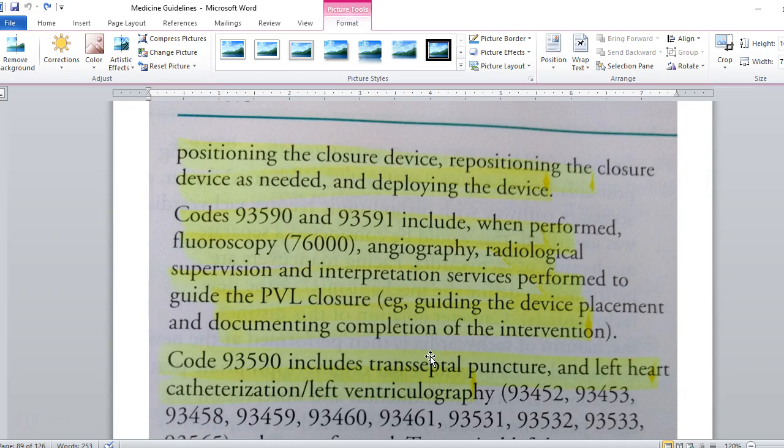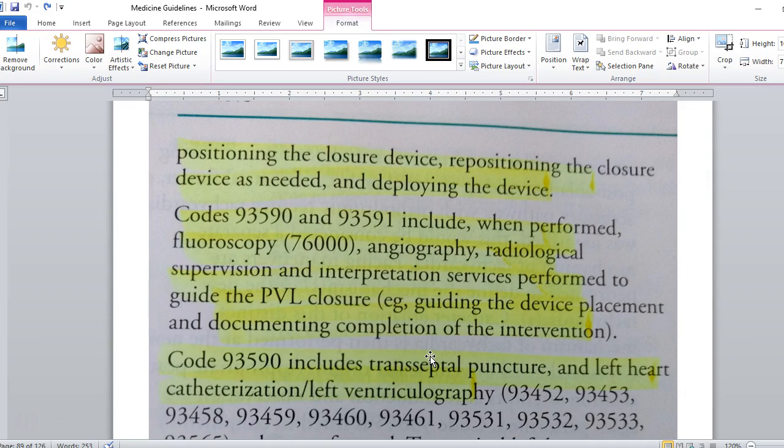So it also tells us that codes 93590 and 91 include, when performed, fluoroscopy, angiography, radiological supervision, and interpretation services performed to guide the PVL closure. So again, a lot of times fluoroscopy is going to be used. Why? Because it's one of the easiest. Again, that's the patient on the table, x-ray equipment above them, live feed. Because they can easily stick a guide wire into the catheter so they can see exactly where they are, so they can make sure they're in the right part of the right vessel. Okay, so that is something that is included.